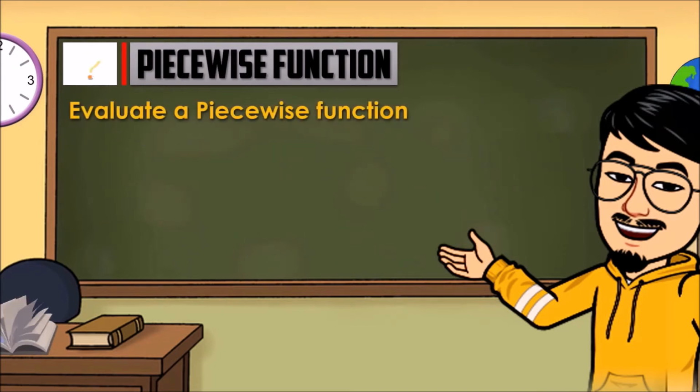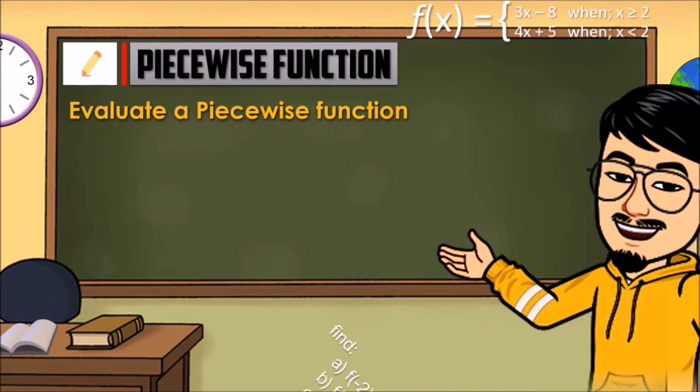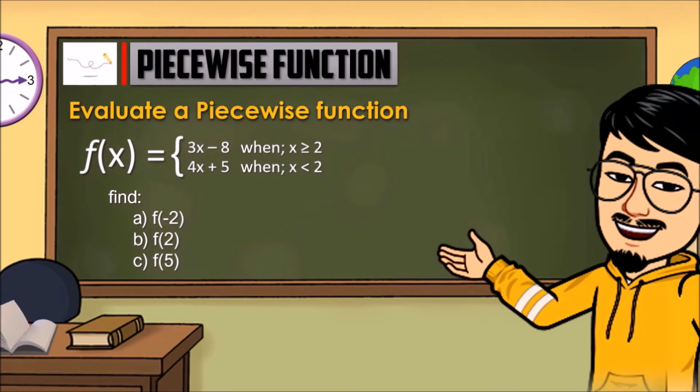Evaluate a piecewise function. Evaluate this piecewise function. f of x is equal to the bracket of 3x minus 8 when x is greater than or equal to 2, and 4x plus 5 when x is less than 2. Find f of negative 2, f of 2, and f of 5.